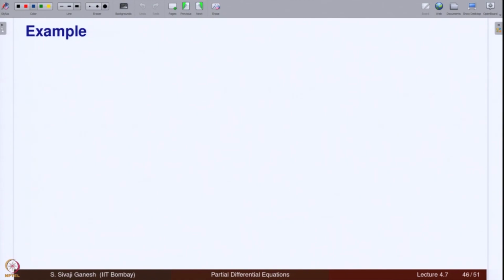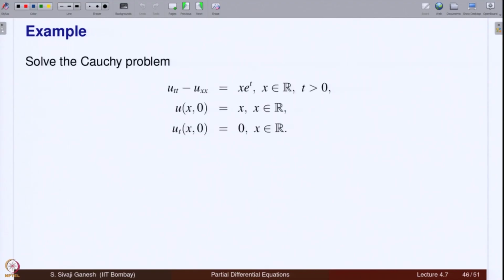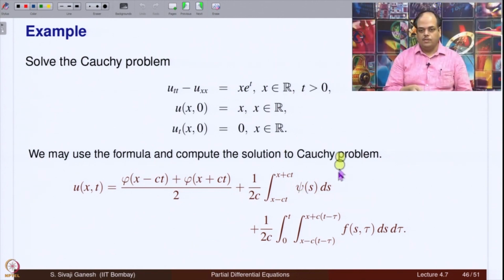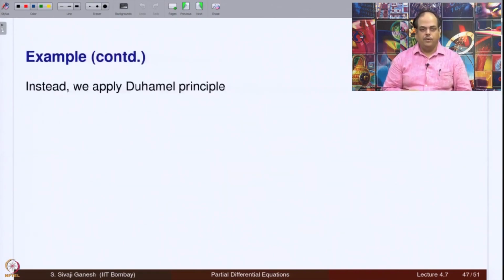So, let us solve an example, a non-homogeneous Cauchy problem. I have taken simple initial data because I want the computations to be simpler. Of course, we have already said this is a formula. F is a smooth function, no problem. So, this will represent a classical solution because phi is smooth, psi is 0 and f is definitely smooth. You can compute directly by plugging in these values, we do not do that.